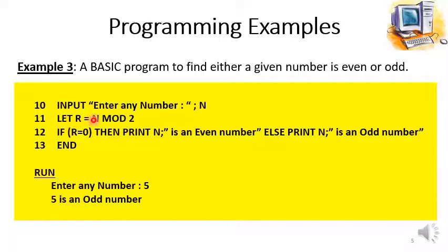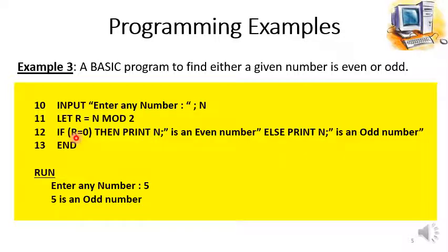Let r is equal to n mod 2. We use the modulus operator for this purpose. Modulus operator gives us the remainder. We have already studied this operator, so we are actually dividing n by 2, and whatever the remainder is, it will be stored inside variable r. So after that we are writing the if then else statement.